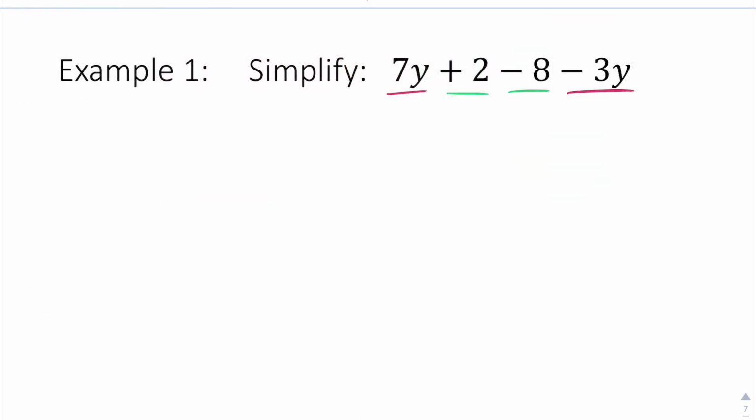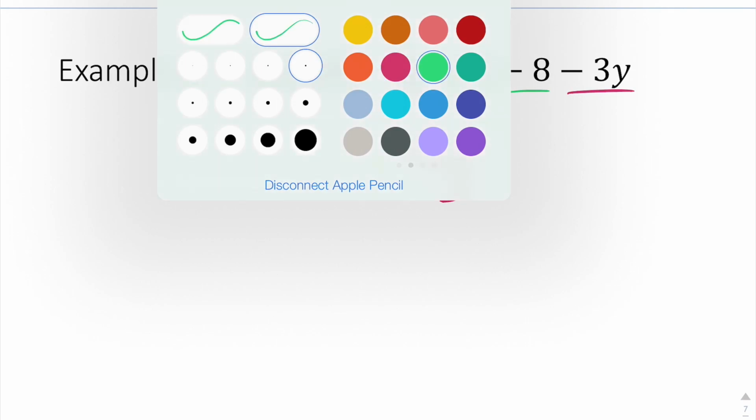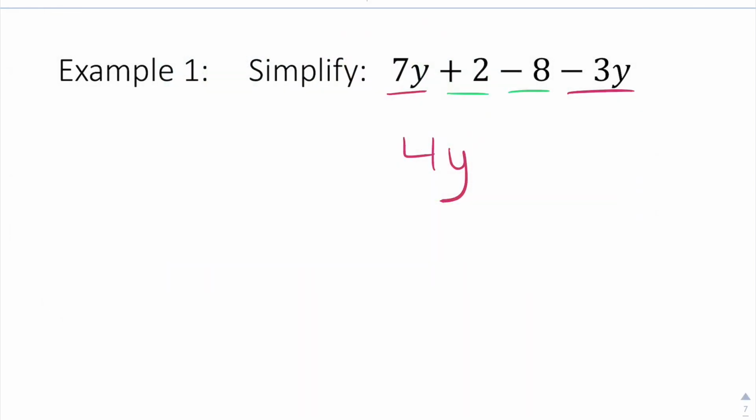So the 7y and the negative 3y can make a 4y. And then the 2 and the negative 8 can make a negative 6, giving us an answer of 4y minus 6. I can't put the y term together with the constant term, so this problem's over.